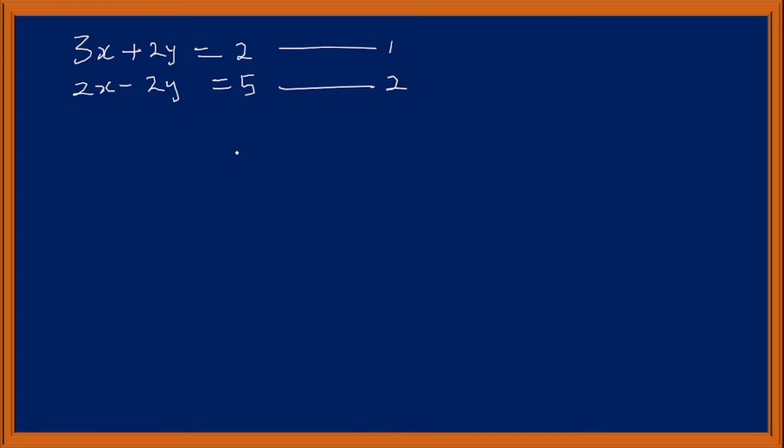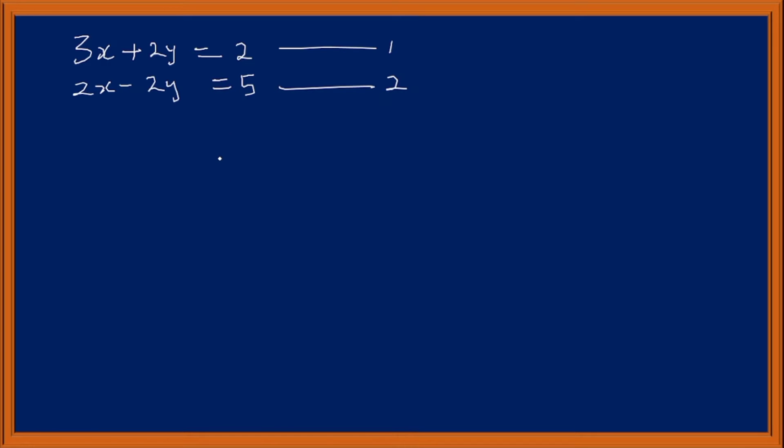So the first one I'm going to solve is 3x plus 2y is equal to 2. That is the first question. 2x minus 2y is equal to 5. So this is a system of linear equations. So it's a simultaneous equations, as we can see. So I'm going to use substitution method. I'm going to call this my equation number 1 and equation number 2.